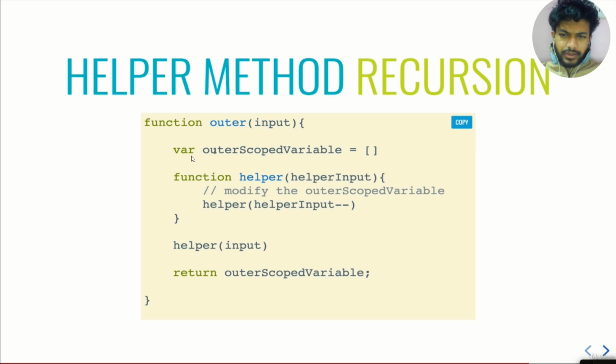Generally, this variable is defined outside the function for a reason, because this entire function will run again and again, so every time its value would get reset, right? That's why it's usually written outside the function. But in this case, it is written inside the function. Why? Because the recursion is not happening in the outer function, it is happening in the helper function here.